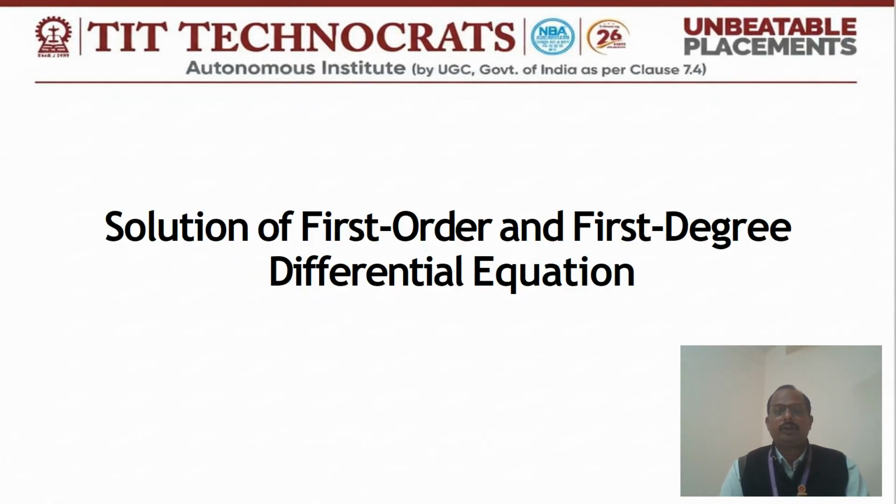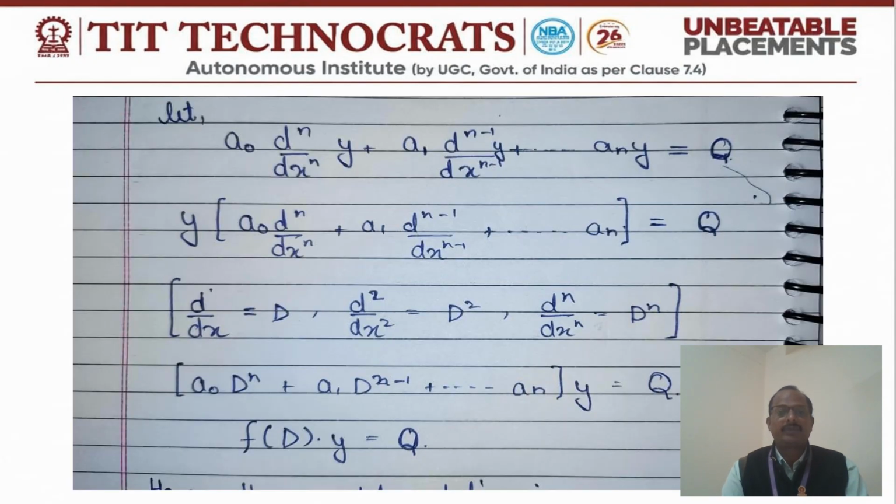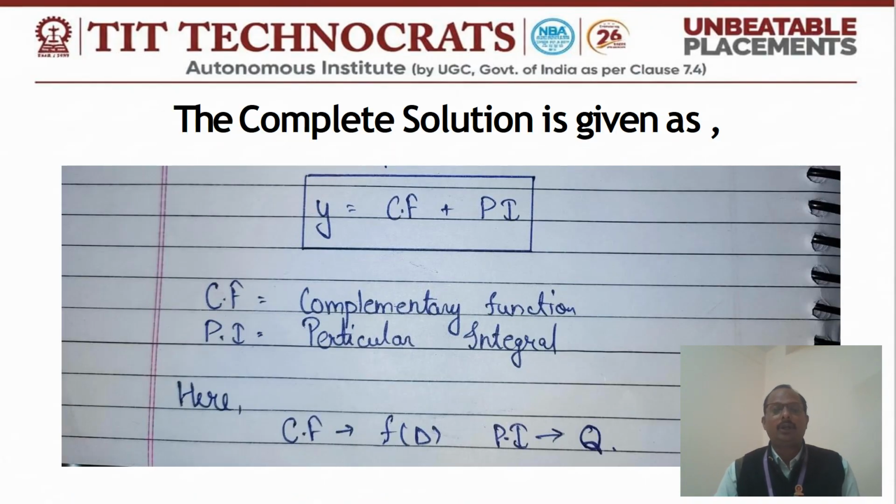Now go for the solution of a first order and first degree differential equation. Here the structure is a0 dⁿy/dxⁿ + a1 dⁿ⁻¹y/dxⁿ⁻¹ + ... + an y. By taking y in common, y times this equals Q. Put d/dx equal to the symbolic capital D, and so on: dⁿ/dxⁿ equals Dⁿ. So the given equation can be written as f(D)y = Q. Now the solution of the expression should be y = CF + PI. CF stands for complementary function and PI stands for particular integral.